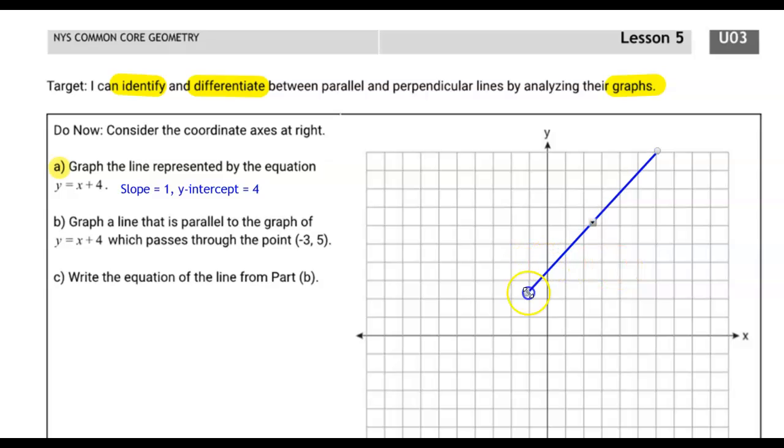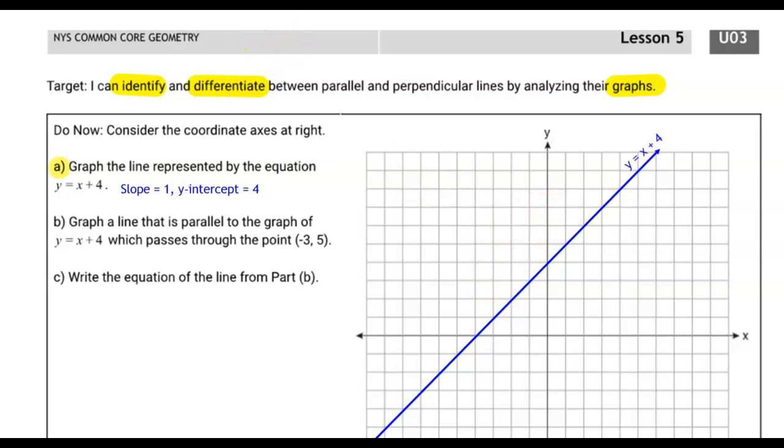I'm actually going to extend it the other way because, as you know, a line is going to extend infinitely in both directions. So here we go. And of course, your algebra teacher would throw a fit if you didn't label the line that you drew, so here it is. So here's the first part.